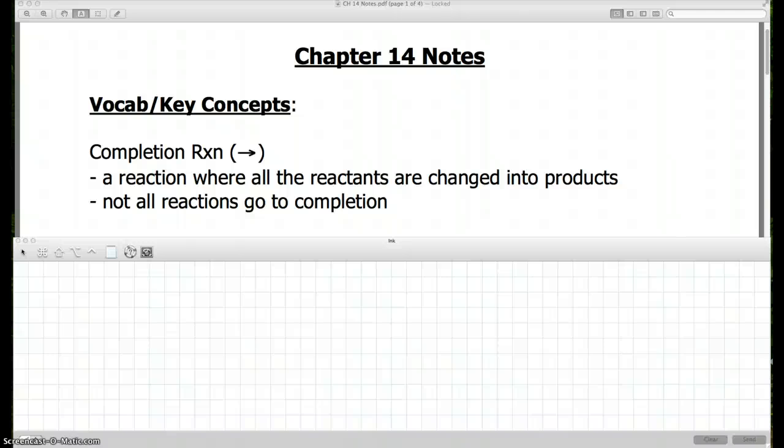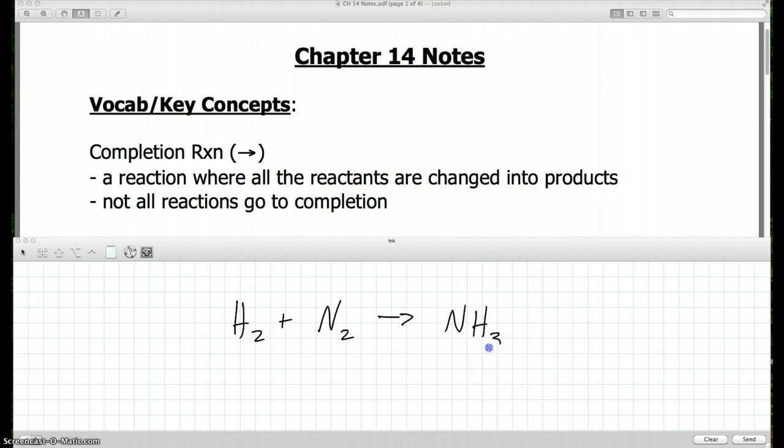Hi there, this is chapter 14 video lesson, and the main topic for chapter 14 is this concept of equilibrium. And reversible reactions is something that goes along with equilibrium. Up until now, we've only learned about completion reactions. So we have hydrogen and nitrogen forming NH3. We have this arrow pointing from left to right, from reactants to products.